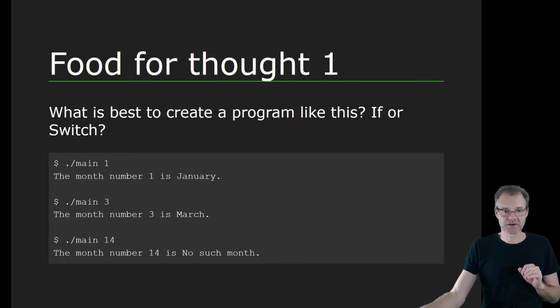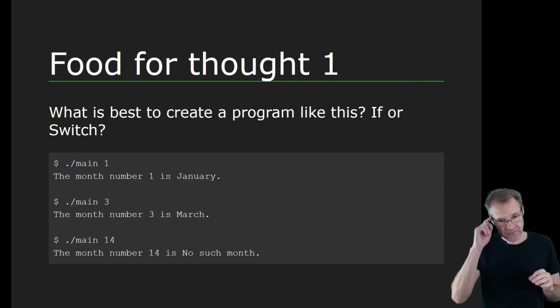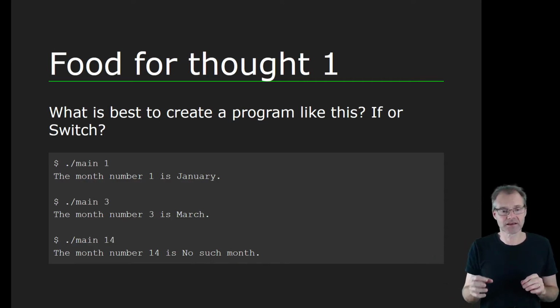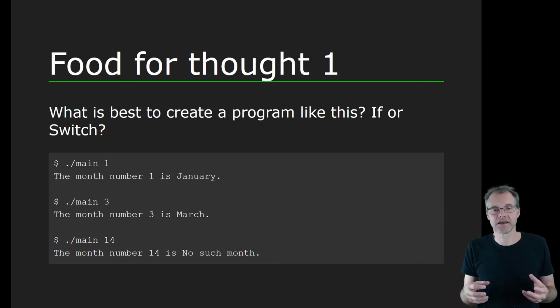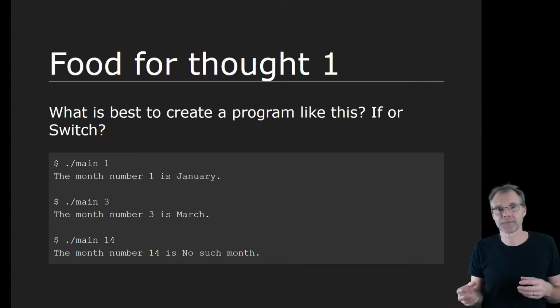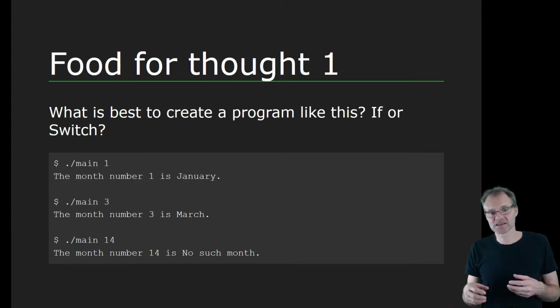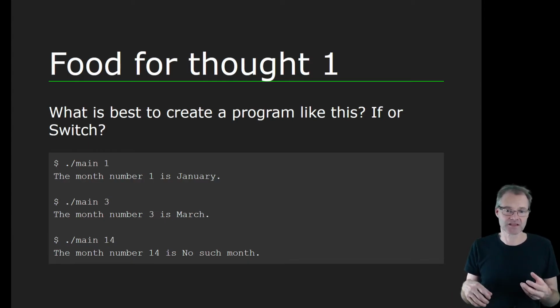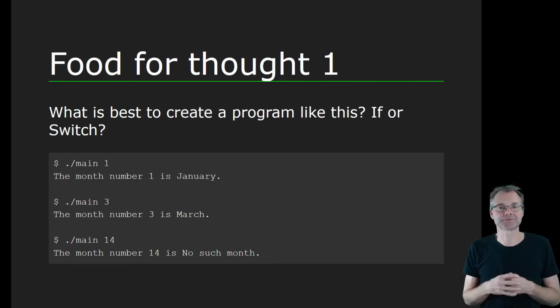The program in general is getting an argument from the command line, a value, and it's checking if it's matching a month. So 1 is matching January, 3 is matching March, and 14 is matching no, for we don't have such a month. So what would you use here?